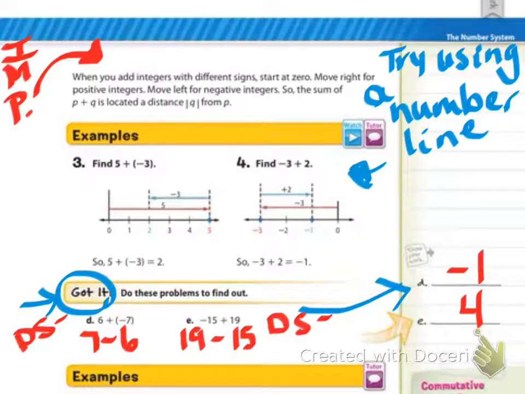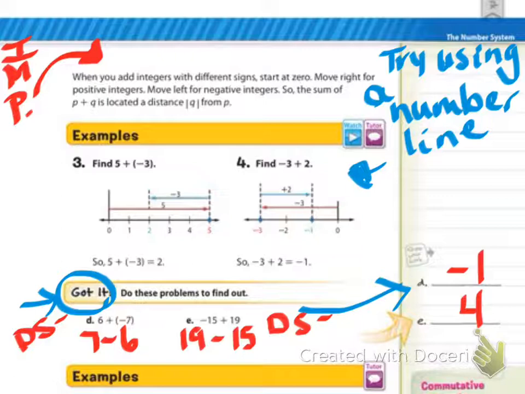Okay, notice I did with the got it's, D and E. Both of them are different signs subtract, so changed it up so that the larger number is the one being subtracted from, and then we decide the sign. So I've got 7 minus 6 is 1. In the example, negative 7 is further from 0, so it has the greater absolute value. So for D, my answer would have to be negative 1.